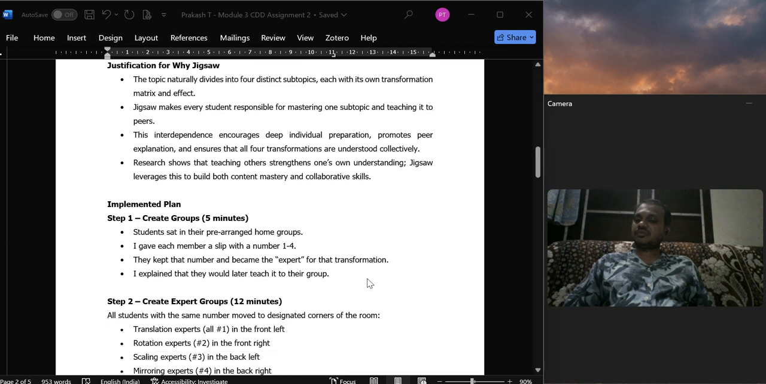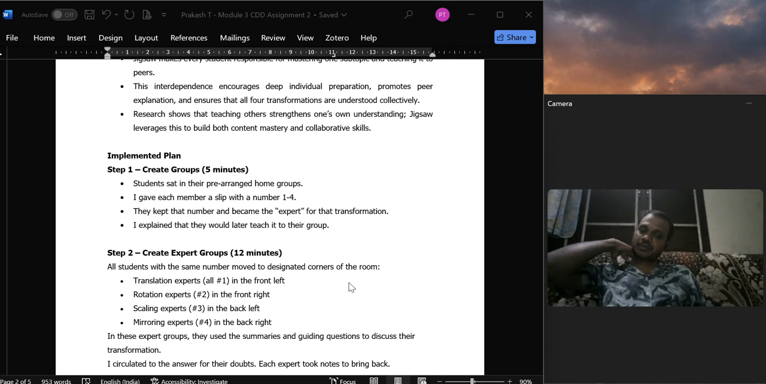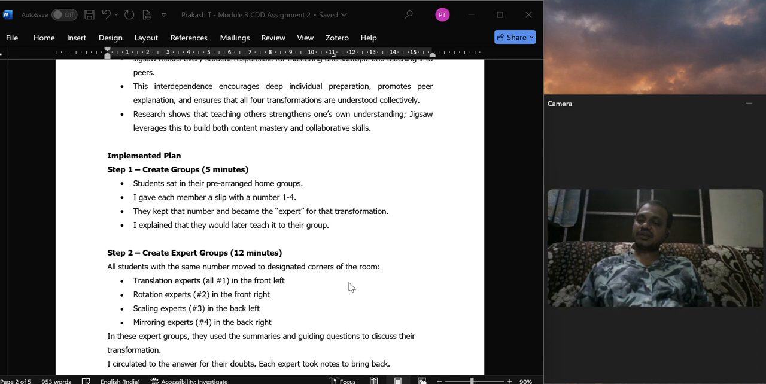Step two is creating expert groups. It took 12 minutes. I insisted that all students with the same number move to the designated corner. There are four corners: serial number one in one corner, then two, three, four. The translation experts were in the front left. That is group number one. Similarly, rotation for group two, scaling for group three, mirroring for group four.